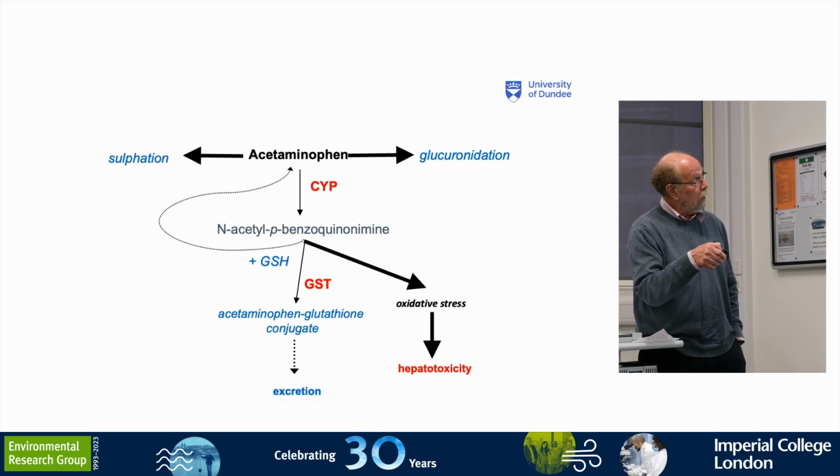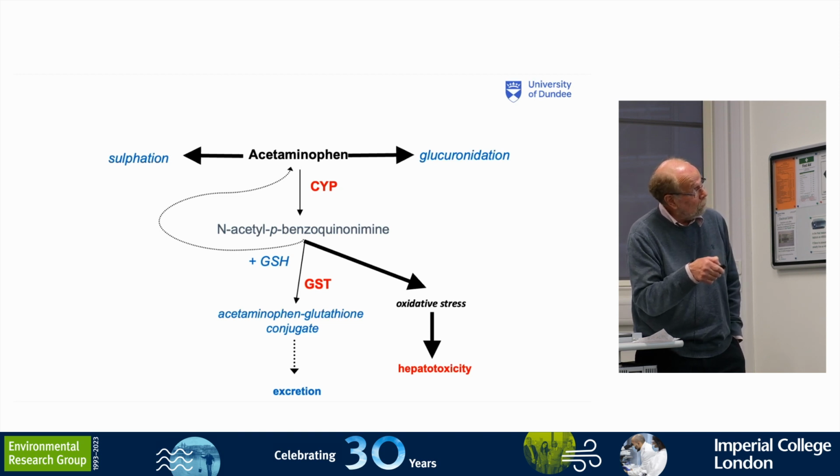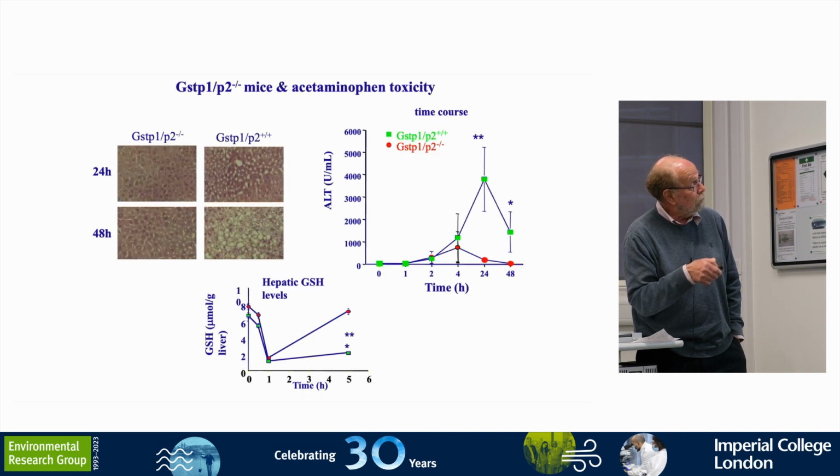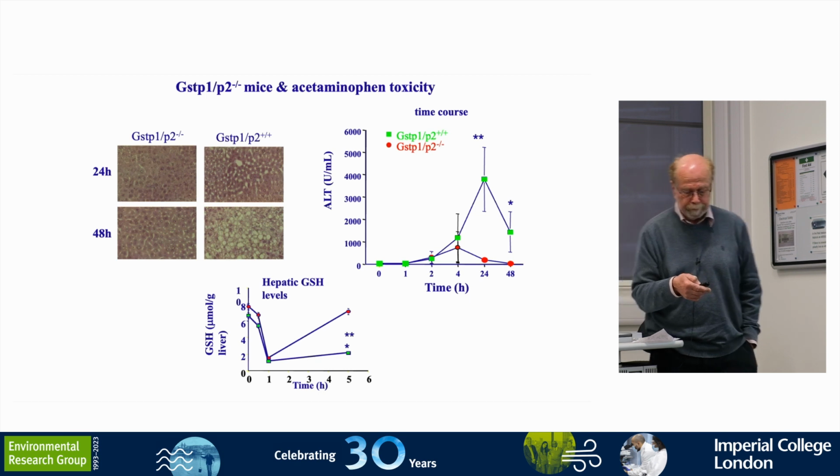So in the GST pi normal mouse, these are animals treated with paracetamol. In the normal mice, you get this centrilobular liver necrosis and lipid accumulation. But in the GST pi null mouse, there's no effect at all. When you then look at ALT, a measure of hepatotoxicity, in the wild-type mice you get this huge increase indicating liver damage, and in the knockout, you don't see this anymore.